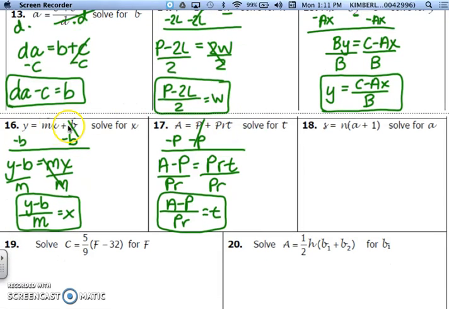On number 16, I'm solving for x, so I can't get rid of that m yet until I subtract this b. And I got y minus b equals mx, and then I could divide by m in my last step. Over here, I'm solving for t, and I can't get rid of this PR yet until I subtract P.